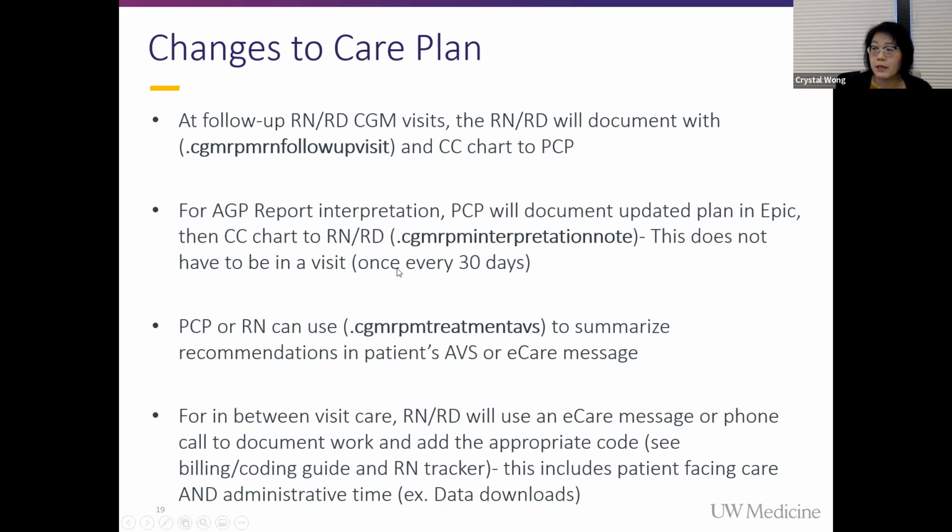Additionally, this is what I mentioned before. You will be interpreting the AGP reports, and you can bill this out up to once every 30 days. You'll use that smart text. And then we also have a treatment AVS. This is for patient instructions as you go through the program. It allows you to summarize care plans, et cetera, and make sure communication is clear with your patients. And then in between, you'll be getting e-care messages, phone calls, et cetera, CC'd to you from your RNs and RDs.